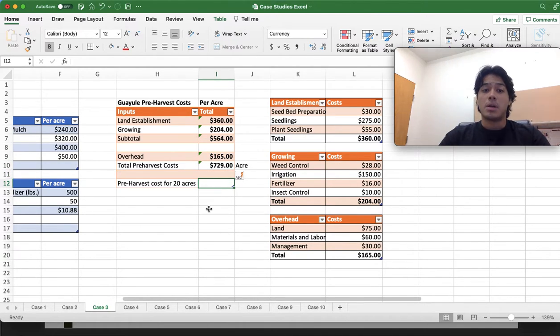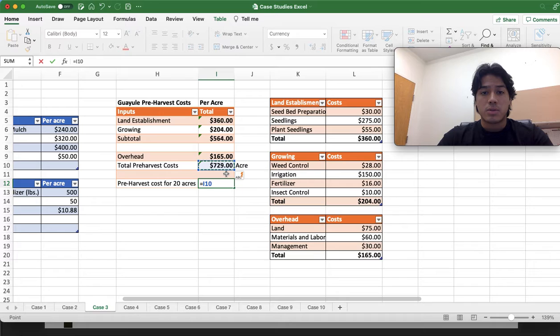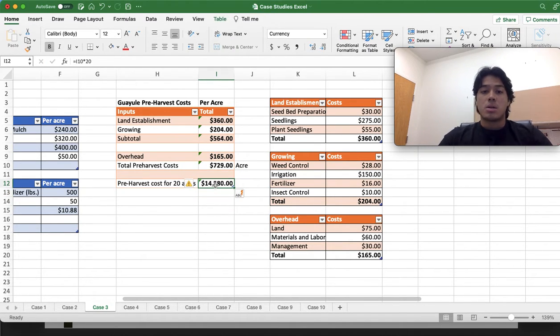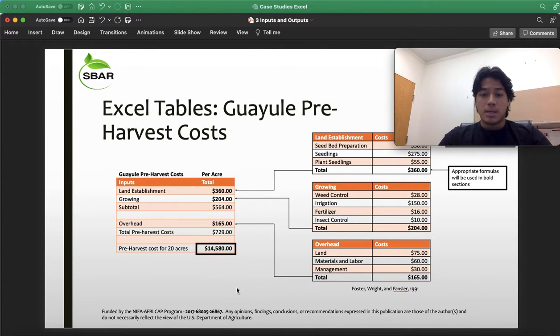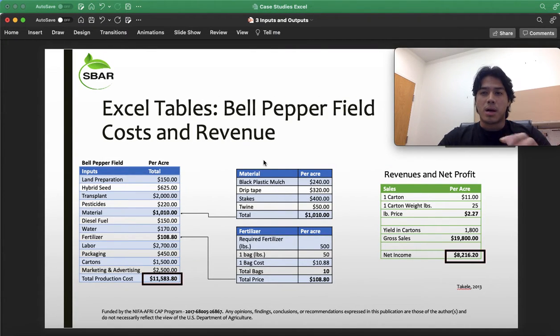But in this case, this farmer wants to produce wayuli on a 20-acre farm. So in order to get the total cost, we need to select our cell, 729 times 20, which is the 20 acres, the size of the farm. So that's going to be the total cost of a farmer if he wants to produce 20 acres of wayuli. Moving on, like I said, the next sample is going to be a bit more complicated, but it's going to be easy at the end.